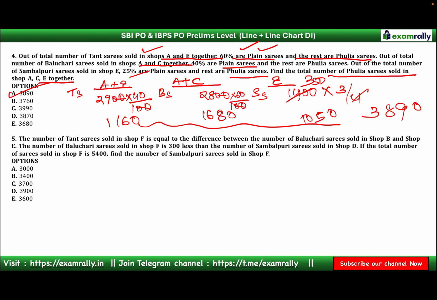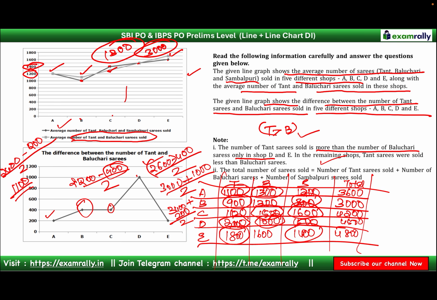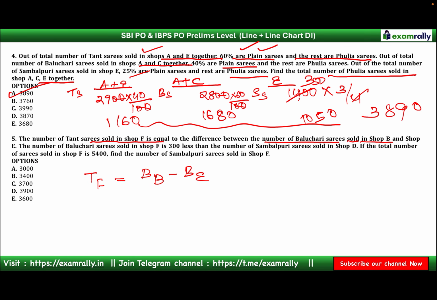See the next question. The number of tanned sarees sold in F. We know up to shop E only. Okay. So the tanned sarees sold in F is equal to the difference between number of Baluchari sarees sold in shop B to the shop E. Okay. In shop E, Baluchari sold is what? 1600, and in shop B, Baluchari sold is 1300. They asked to take the difference only, irrespective of the negative sign. Okay, so 1600 minus 1300 will be equal to 300. This will be the tanned sarees in F.